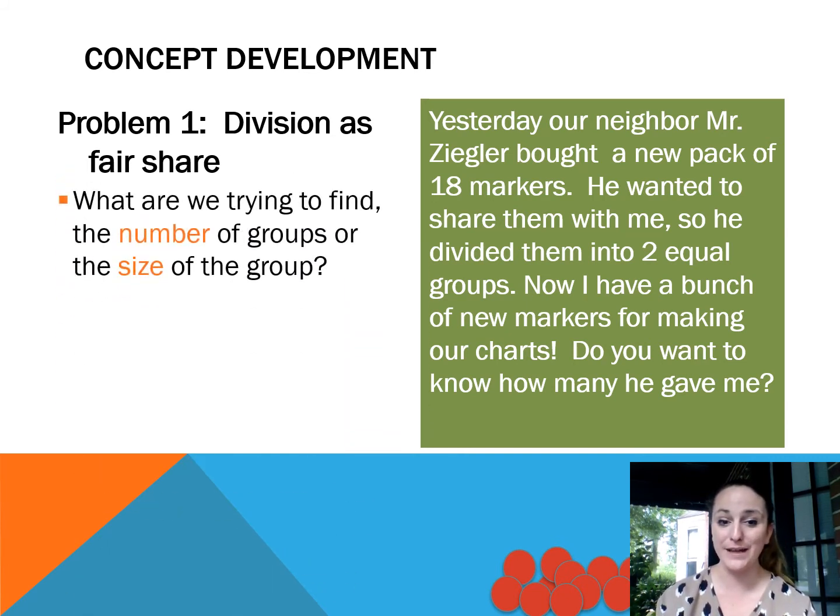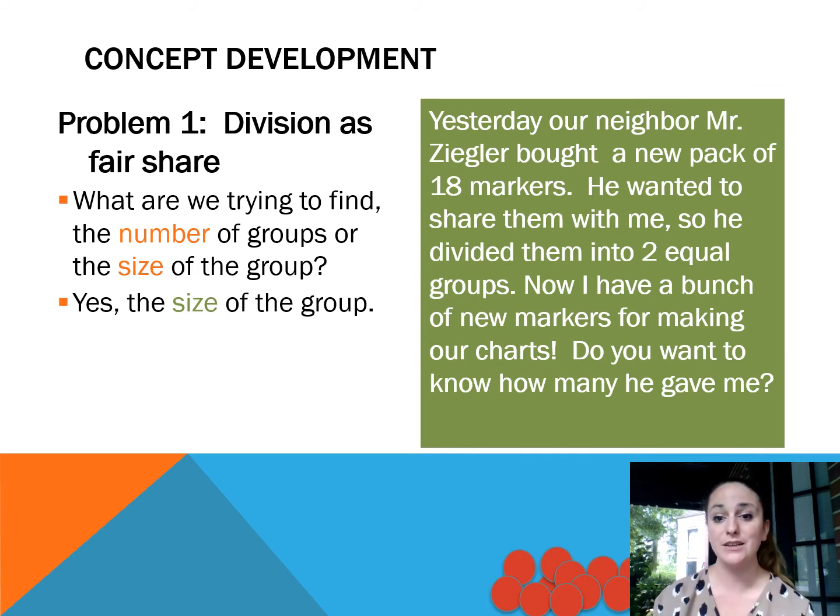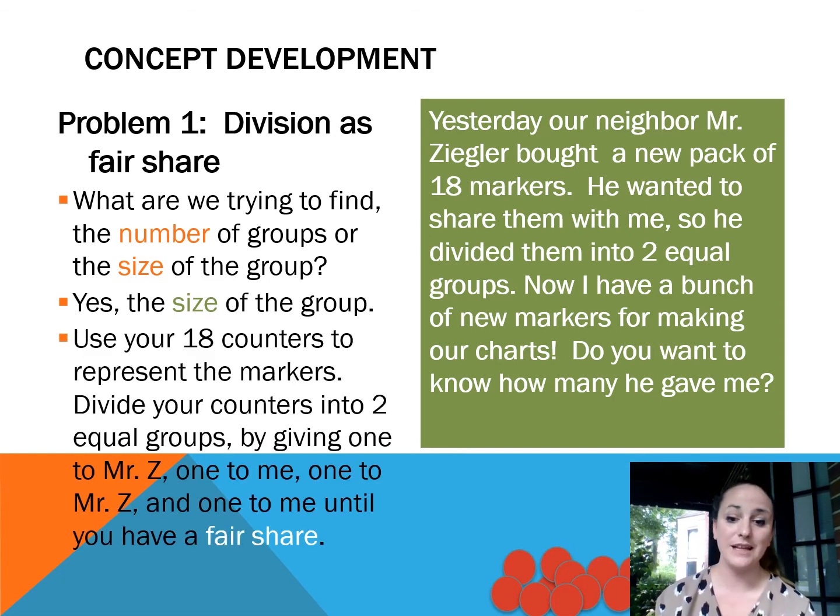What are we trying to find? The number of groups or the size of the groups? We were looking to find the size of the groups. I noticed in the text it says he wanted to share them with me, so he divided them into 2 equal groups. So we know that there are already 2 equal groups, but we don't know how many he gave me. Let's use counters, virtual counters, to represent the markers.